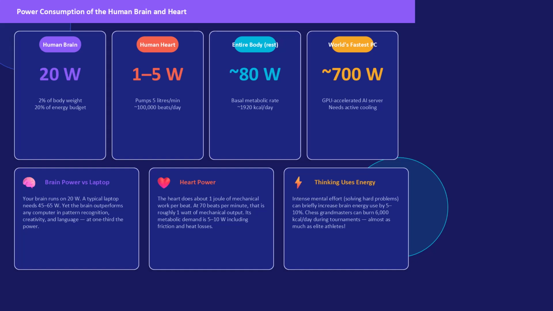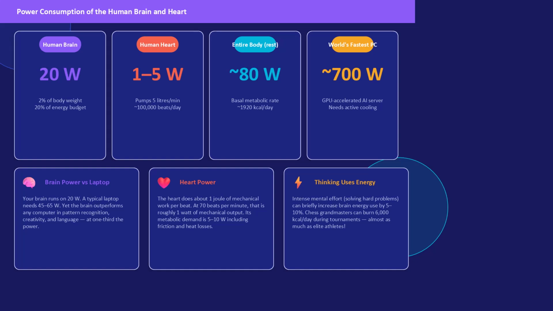At one-third the power of a laptop, the heart does roughly 1 joule of mechanical work per beat. Multiplied by 70 beats per minute and 60 minutes per hour, that is 4,200 joules of mechanical output per hour, about 1.2 watts of useful power.